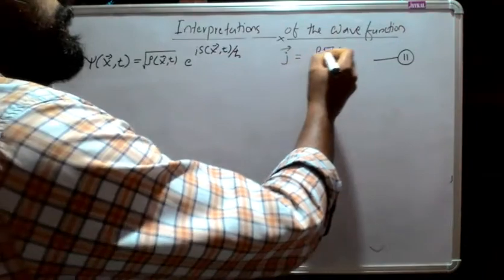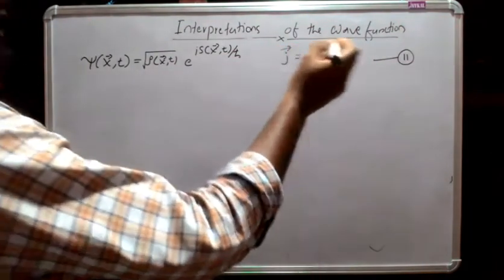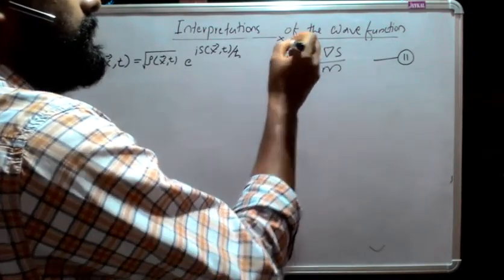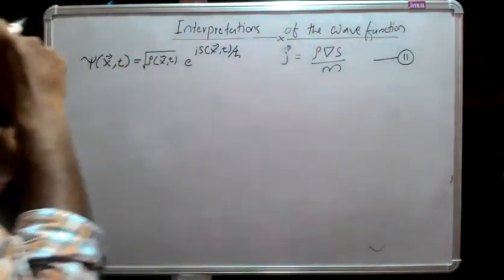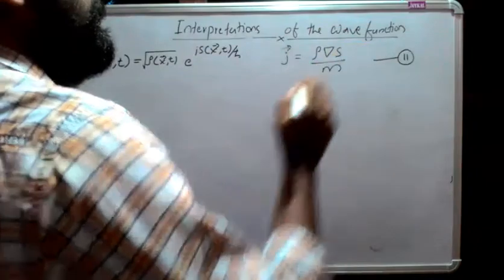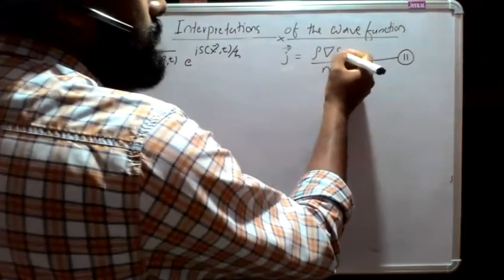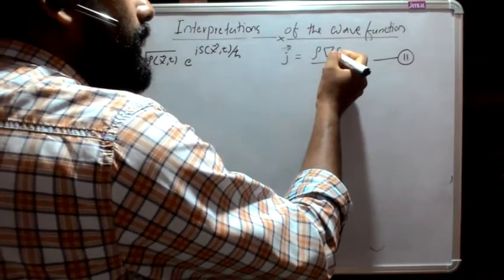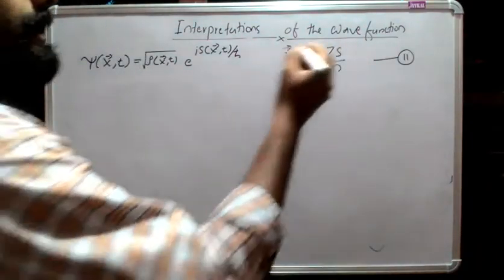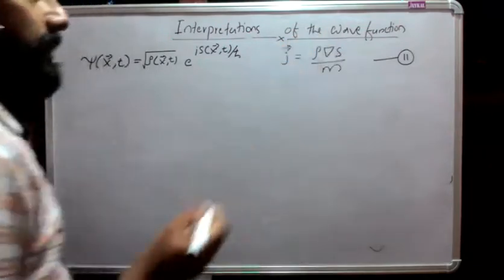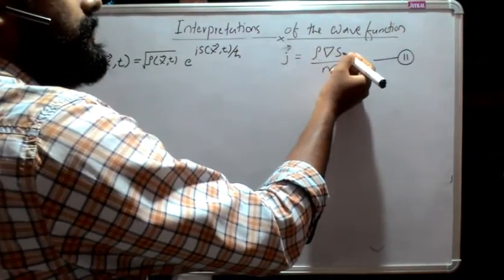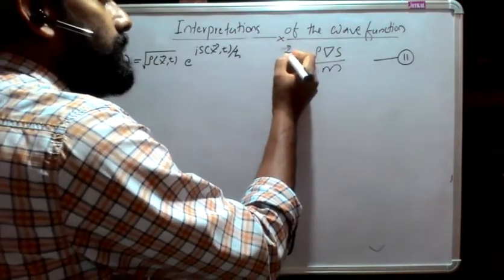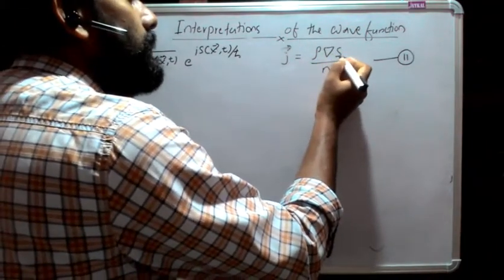Now let us discuss the physical significance of this equation. This is actually vector j, and earlier I forgot to put the vector sign for this probability flux. This is vector j, we have to correct it. And j equals rho del s over m. This is the gradient of the quantity s. The direction of the gradient of the quantity s means the direction of the maximum change of this quantity. So the direction of the probability flux is the direction of the maximum change of this quantity.